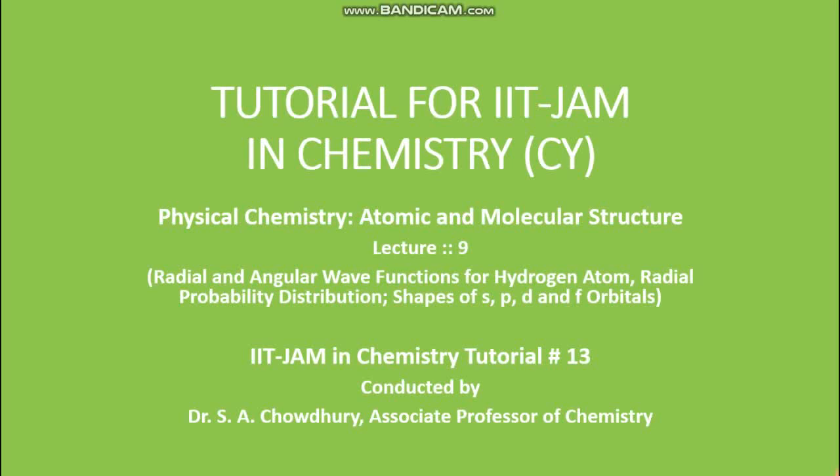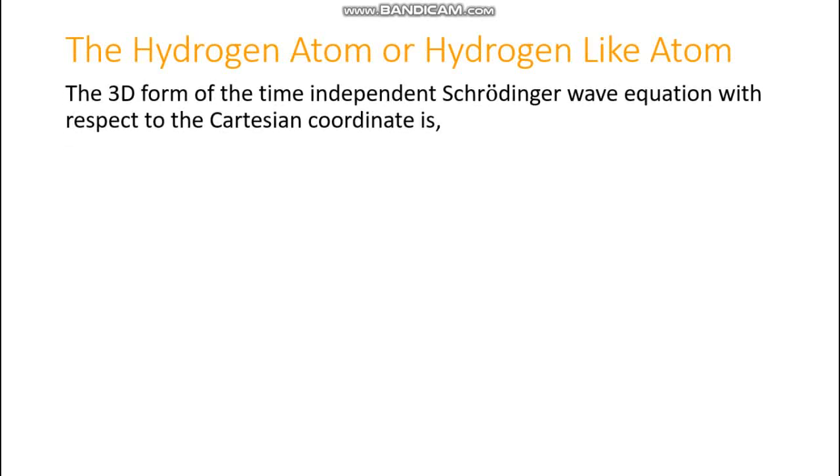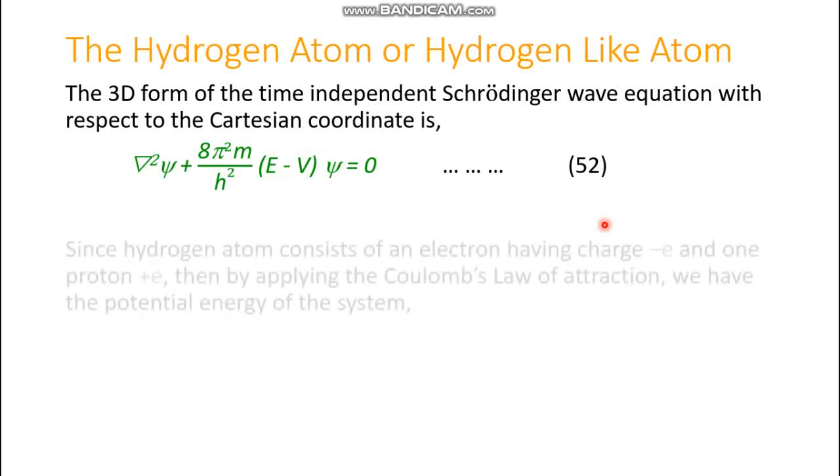f orbitals. Let's start with the hydrogen atom problem, or the hydrogen-like atom, with the Schrödinger wave equation, which is time independent, and according to the Cartesian coordinate in 3 dimensions, the equation is Laplacian psi plus 8 pi square m by h square (total energy minus potential energy) psi equals 0. As a consequence from the previous lecture, this is equation number 52.